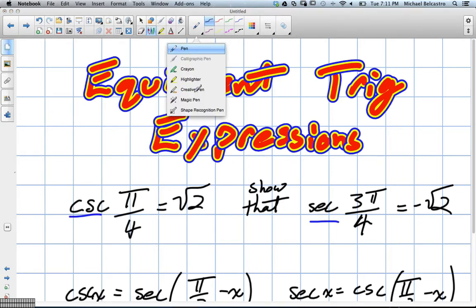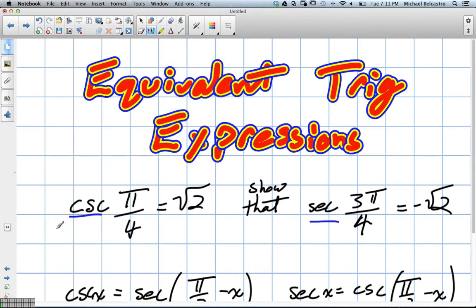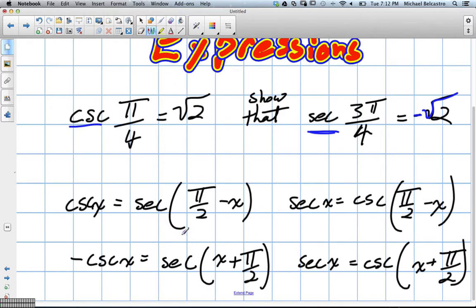Okay, so equivalent trig expressions. In this question, they ask us to prove that cosecant pi over 4 is equal to root 2, and to show that secant 3 pi over 4 is equal to negative root 2. So we have some similar expressions here.